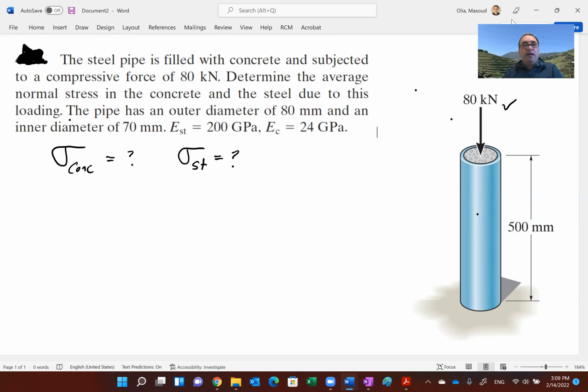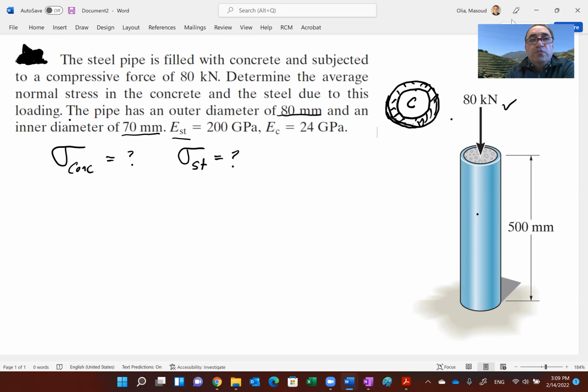So by the way, we have the dimensions. We have an 80 millimeter outside diameter and a 70 millimeter inside diameter. So if this is the steel, if you look at the cross section of the steel, if you look at the top view, for example, this is what you see. The outside diameter is 80 and the inside diameter is 70 millimeters, and inside you have the concrete right here.